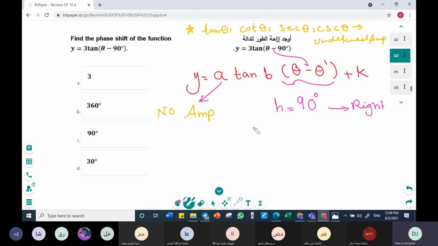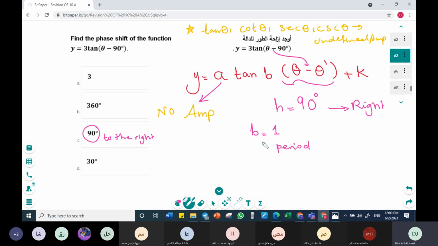Yalla, look at the equation and tell me. We solved the question. The phase shift is 90 to the right. But I'm asking you other questions. The B is 1. Excellent. So, can I ask you to find the period?